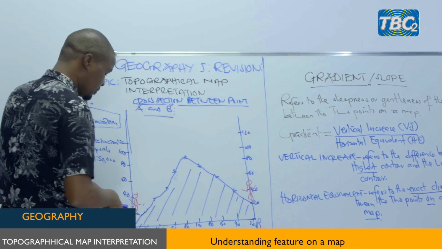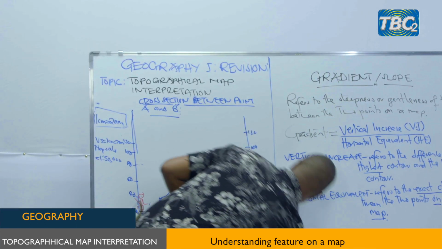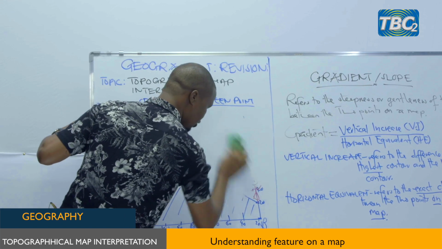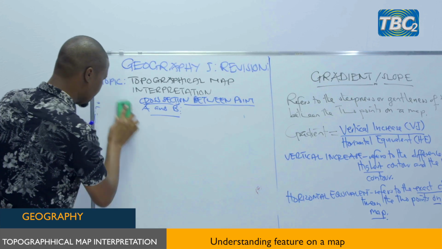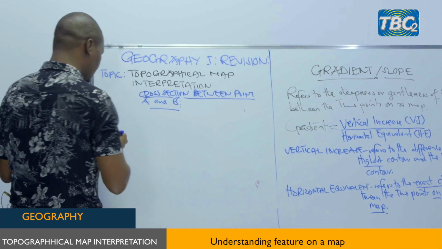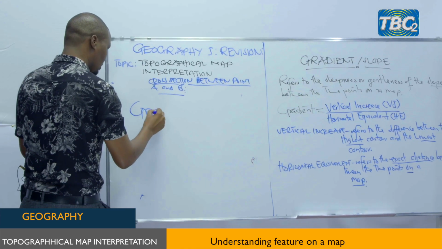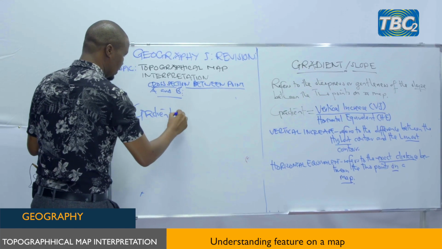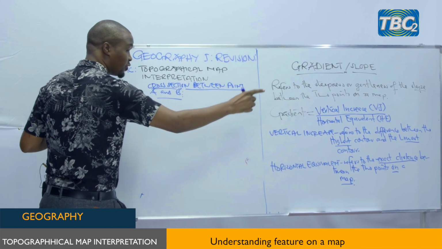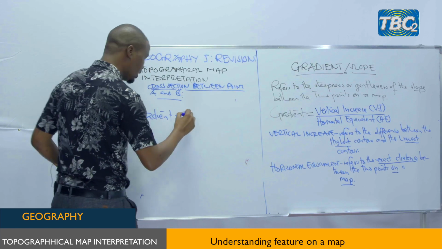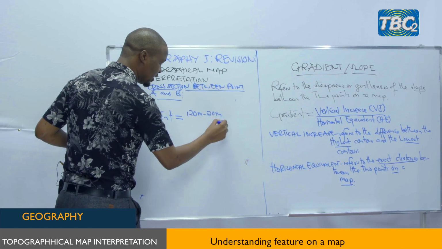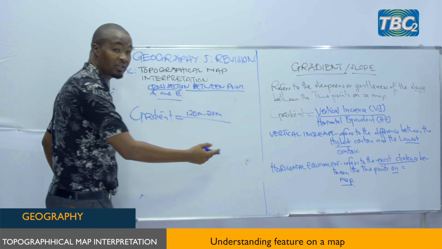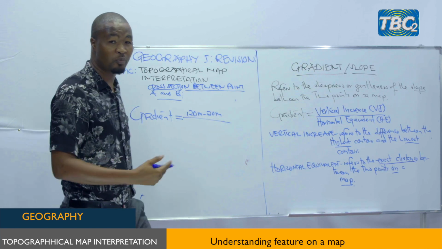How are we going to find the gradient between the 2 points? It's very simple. Gradient is equal to the vertical increase, you take the highest contour minus the lowest contour, which is 120 meters minus 20 meters, divided by the horizontal equivalent, the exact distance between the 2 points on the map.